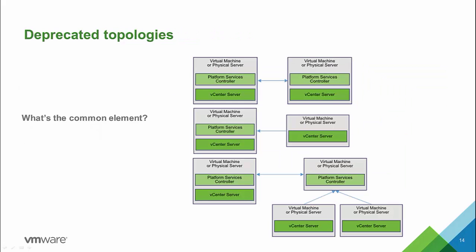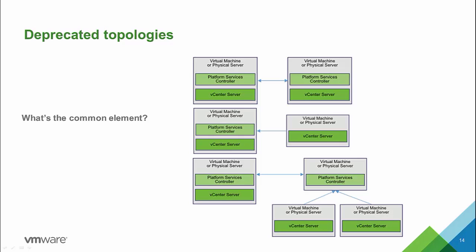Now we're going to talk about the deprecated topologies, and these are the methods of deployment that are no longer going to be officially supported. The first unsupported method is having an embedded installation synchronizing with another embedded installation. That is not going to be officially supported anymore.